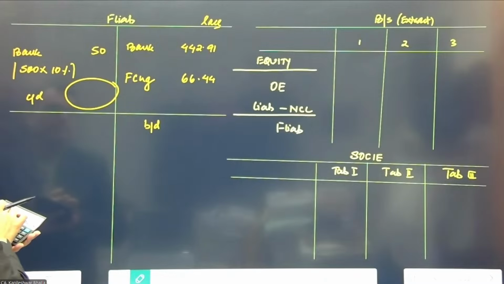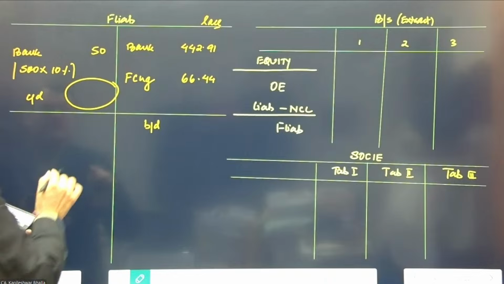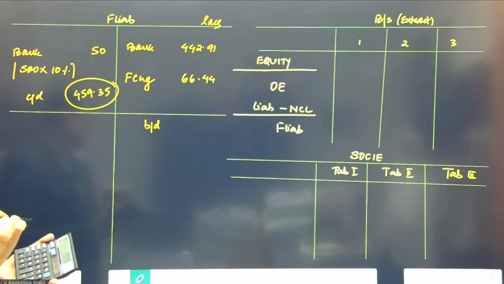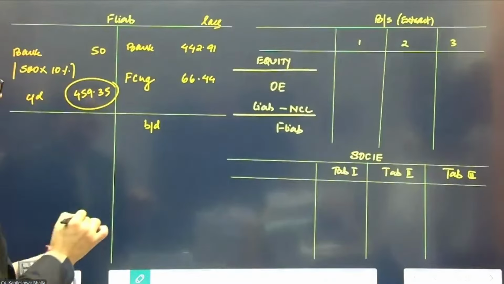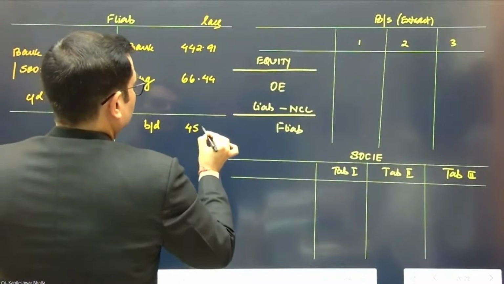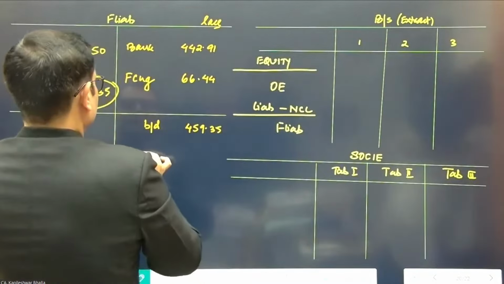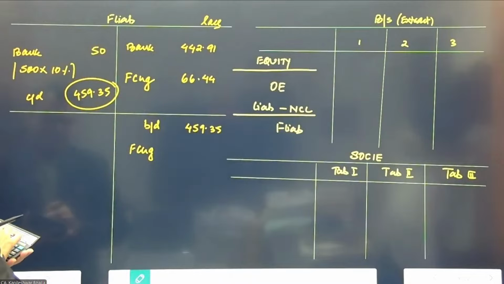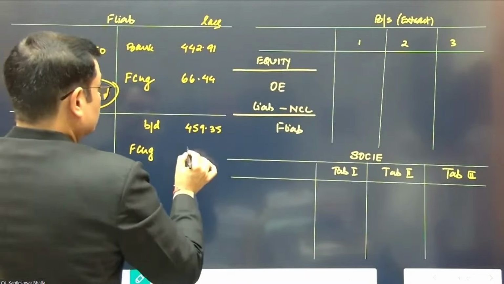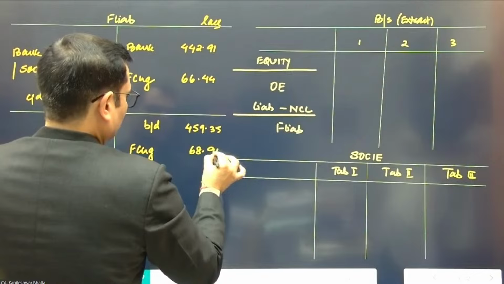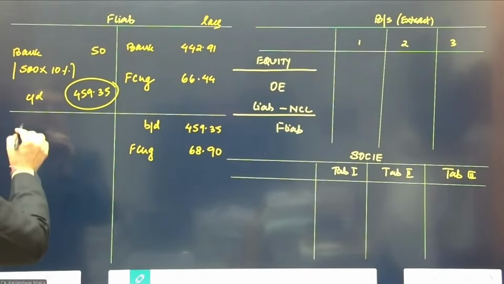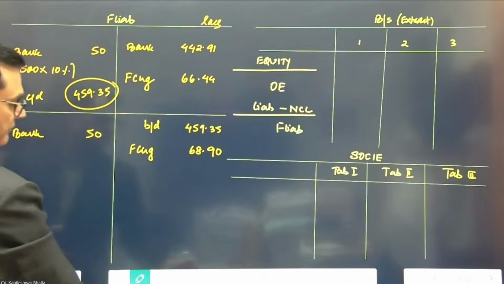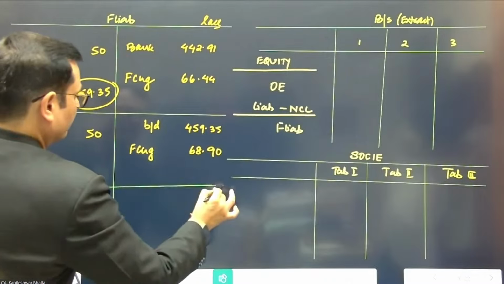So 442.91 plus 66.44 minus 50, I think it's coming to 459.35. So this becomes the balance in the next year. Again, you consider a finance charge at the rate of 15% on this, that's almost 68.90 rounded off. You again make a payment, and that is to the extent of 50 lakhs. You get a balance c/d as a balancing figure.